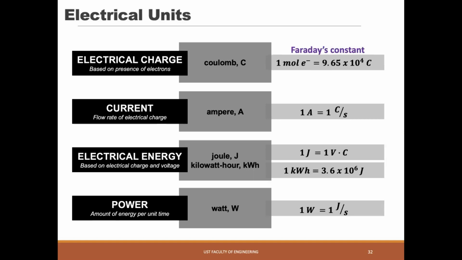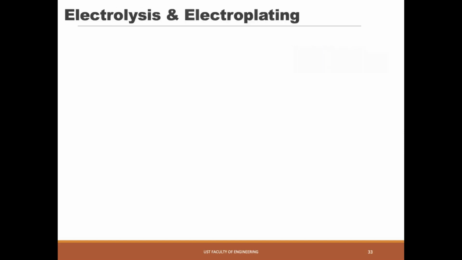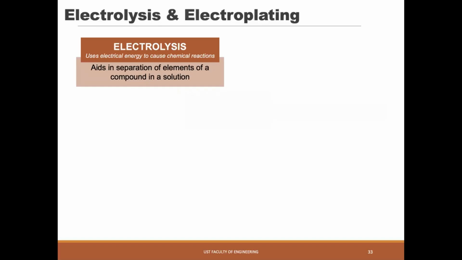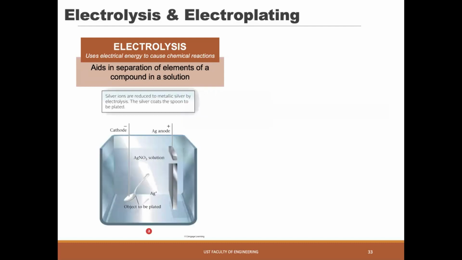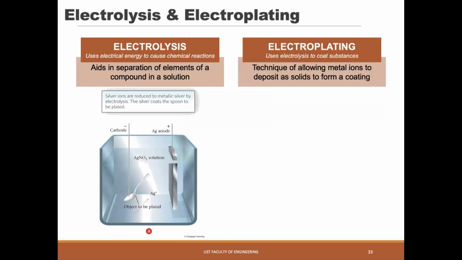So with this review and our knowledge of redox reactions, we would be able to solve any problem related to electrolytic cells. But before we do that, let's talk about the application of electrolytic cells, which involves electrolysis and electroplating. Electrolysis is the process of supplying electrical energy in order to induce chemical reactions to proceed. So it could either be used in the separation of elements in a solution, or another application is electroplating, which is a technique that allows metal ions to deposit at the surface of a solid to form a metal coating using electrolysis.